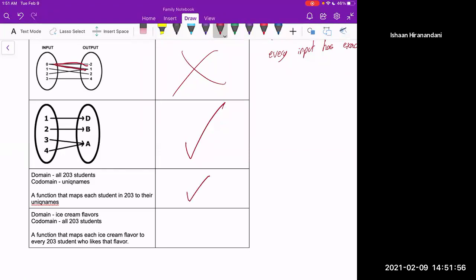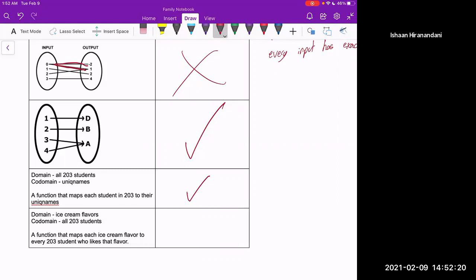And now finally we have our fourth example. In this case, the domain is ice cream flavors, and the codomain is again all 203 students. So we want a function that maps each ice cream flavor to every 203 student who likes that flavor. Well, do you think this is a function?